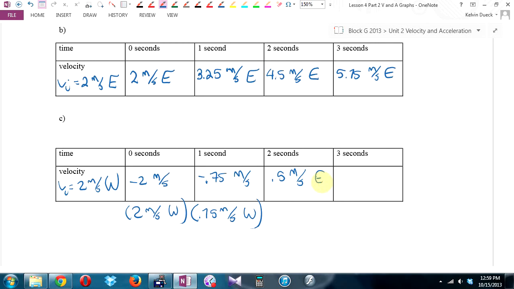3 seconds. Now we're back into more familiar territory. I think it's going to be 0.5 plus 1.25. I think it's going to be 1.75 meters per second east.